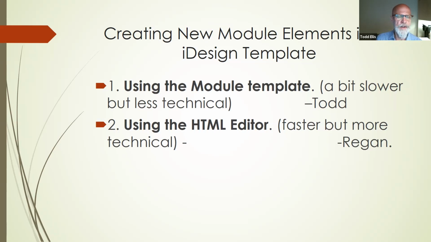So starting off here, I'm going to show how to use a module template. That's a template that is already in iDesign, but then there's one that Regan and I created that gives a little more explanation on how to use the template. This one is how to copy over the graphics and icons first and then add your content. This is a bit slower than what Regan's going to go over, but it's a little less technical.